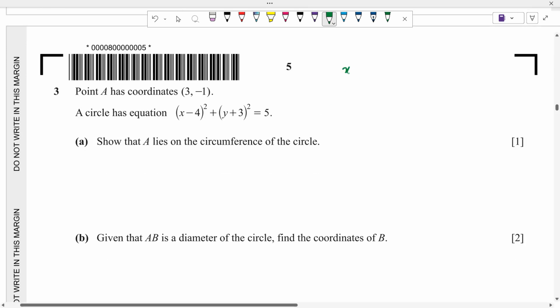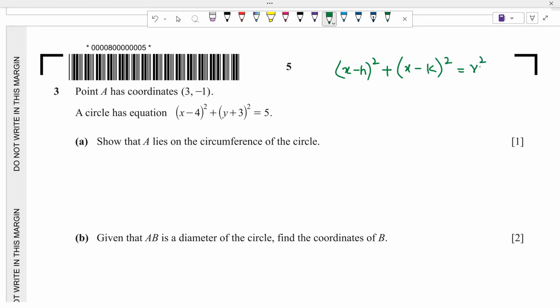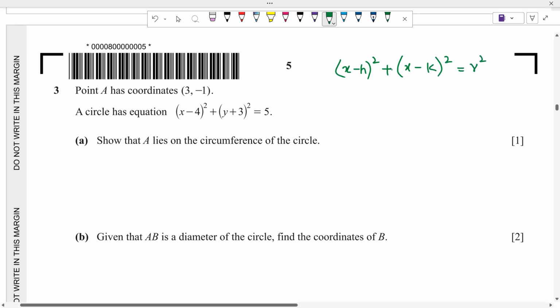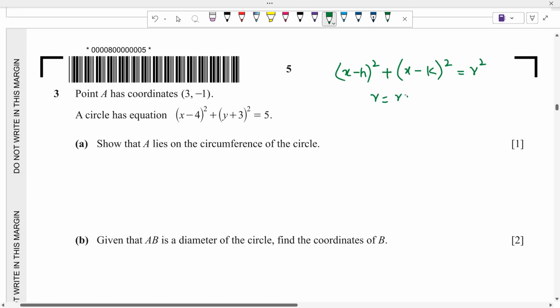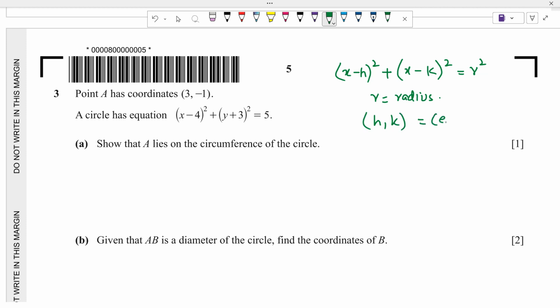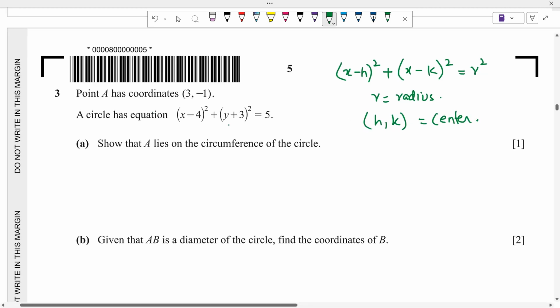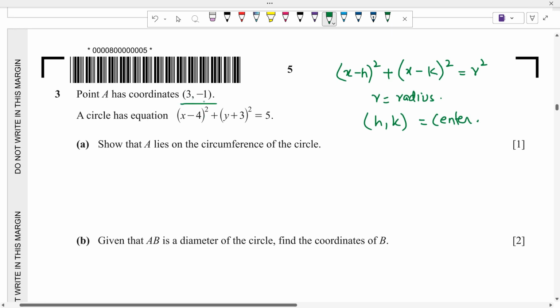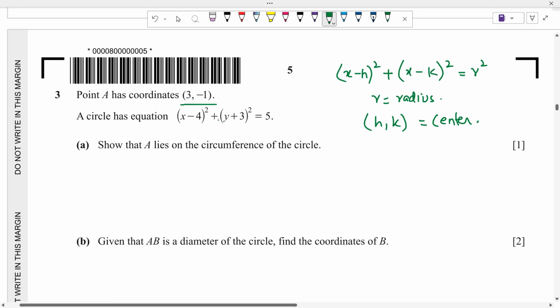Okay, first we should know that (x minus h) whole square plus (y minus k) whole square is equal to r square. This is the general equation of the circle and here r is the radius and (h, k) is the center. So this is the circle equation. And if a given point, which is 3 comma negative 1, lies on the circumference of the circle, then this point should satisfy this equation. So we will plug these coordinates in the circle equation.